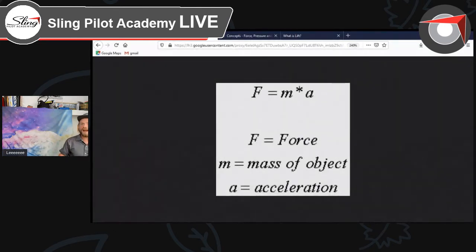So even air has a mass to it. Even air has a mass. Back to the Twilight Zone. Sorry. So air's got a mass, and what we're doing is we're changing its acceleration. That's what actually creates the force.